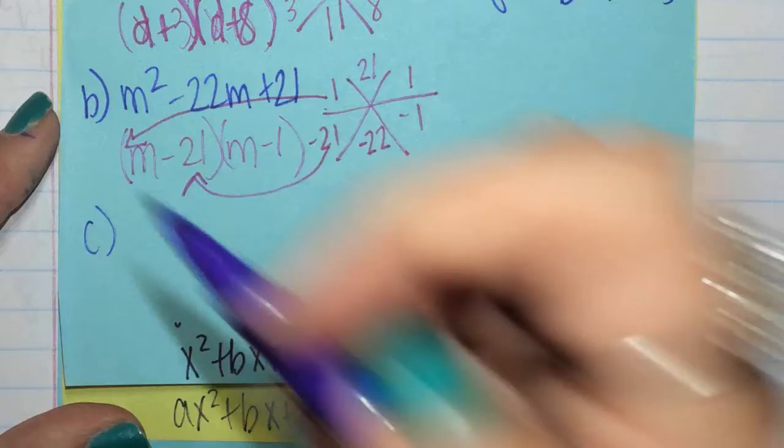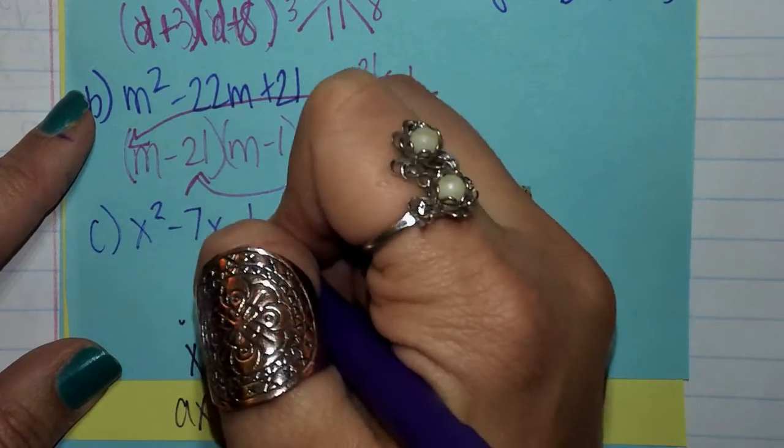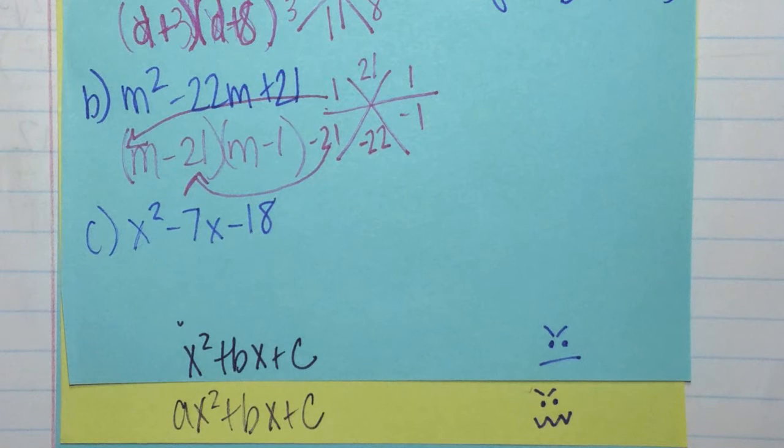All right, C as in potato. X squared minus 7x minus 18. Now, C is negative. So what happens this time, tater tots? Look at B. So what's our big factor going to be? Negative. Why is our big factor going to be negative?